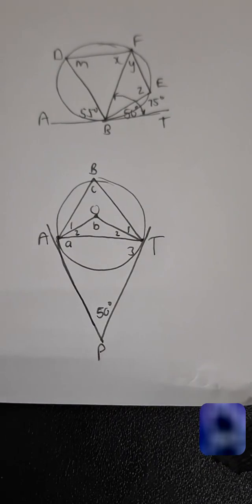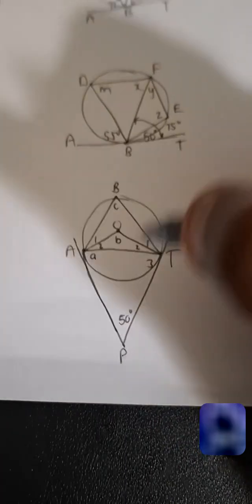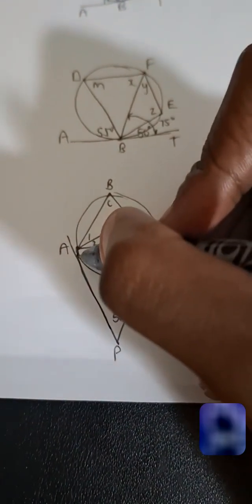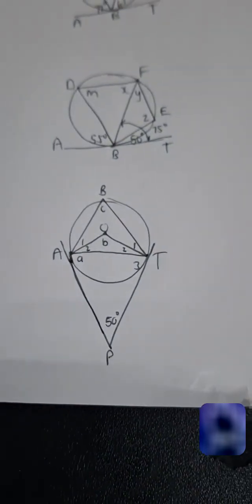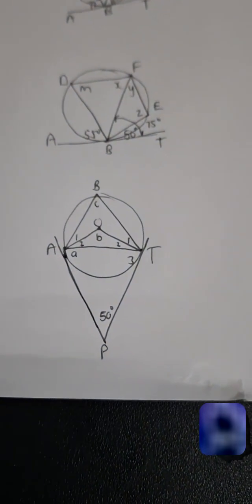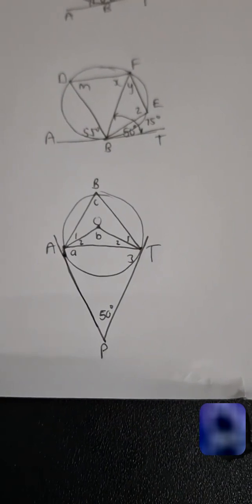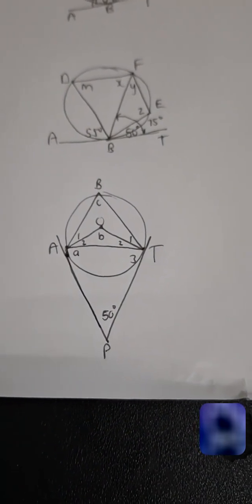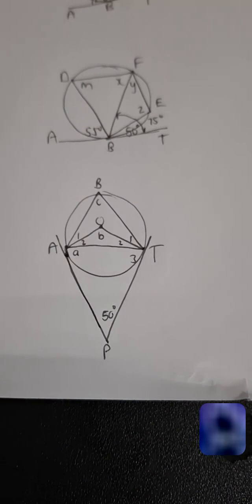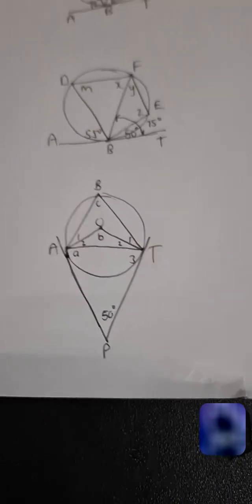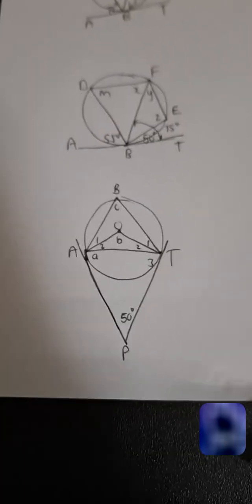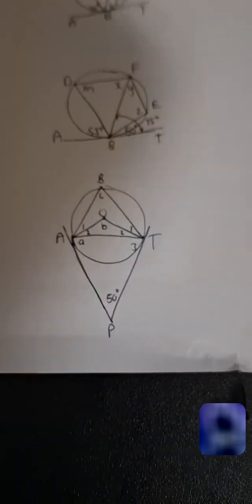Since lines AP and AT are tangents from the same point, that means they are equal, and then we can say that angle A or angle T3 is equal to 180 minus 50 all divided by 2.